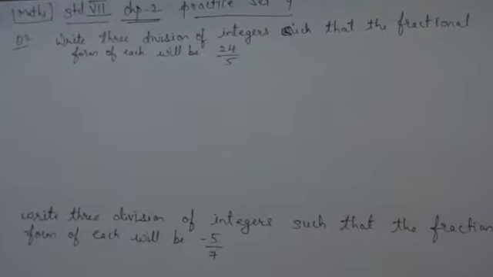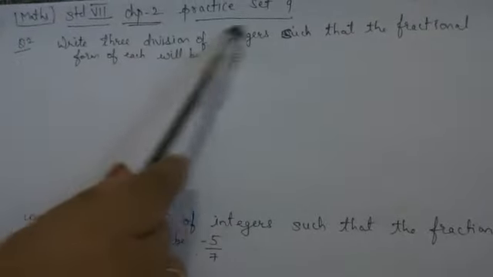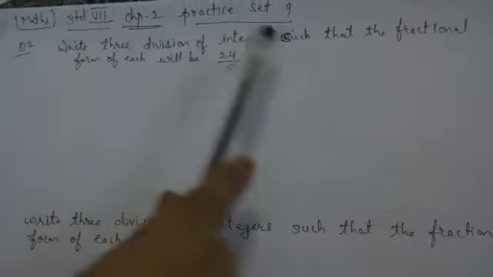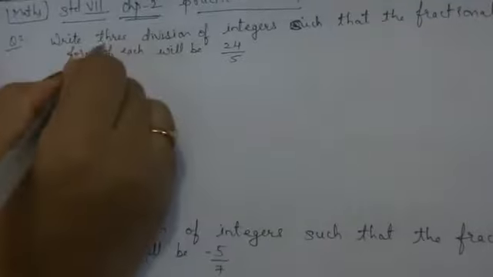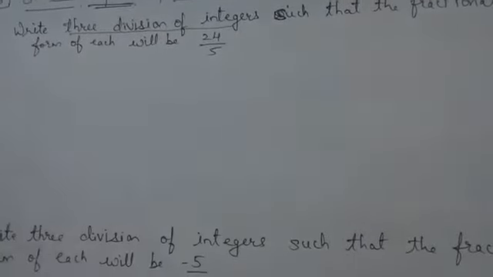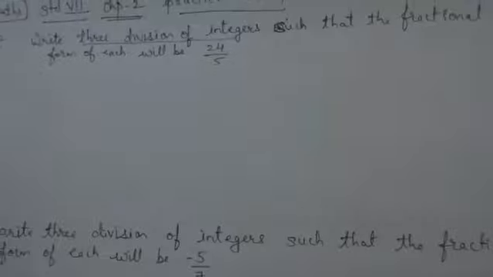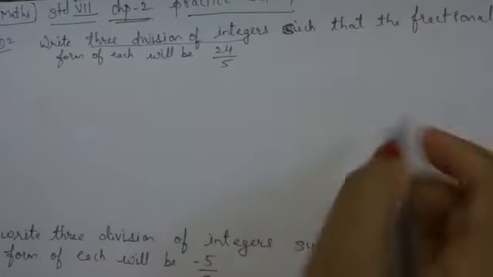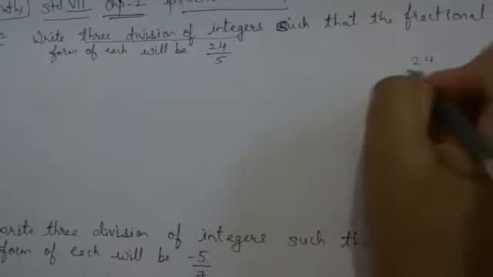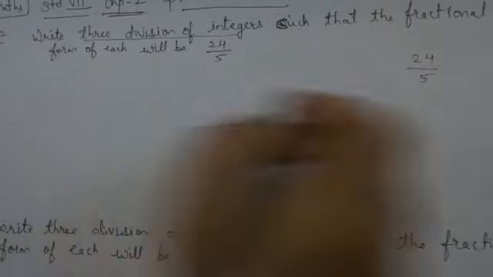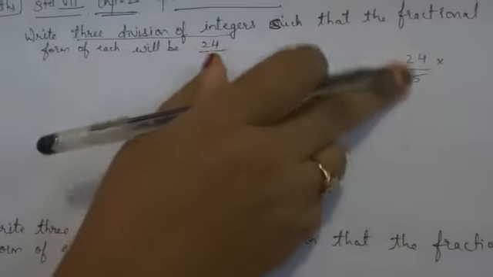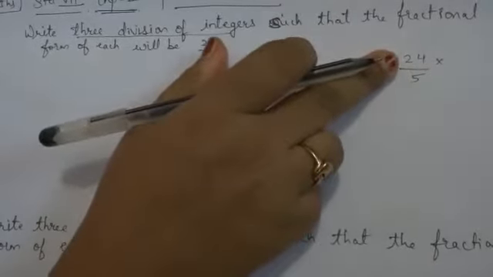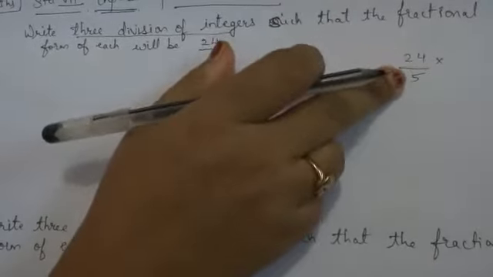Question number 2. Write 3 divisions of integers such that the fractional form of each will be 24 by 5. Now children, we have to find 3 divisions of integers. To get these, write this number 24 upon 5, and multiply both the numerator and denominator by 2.